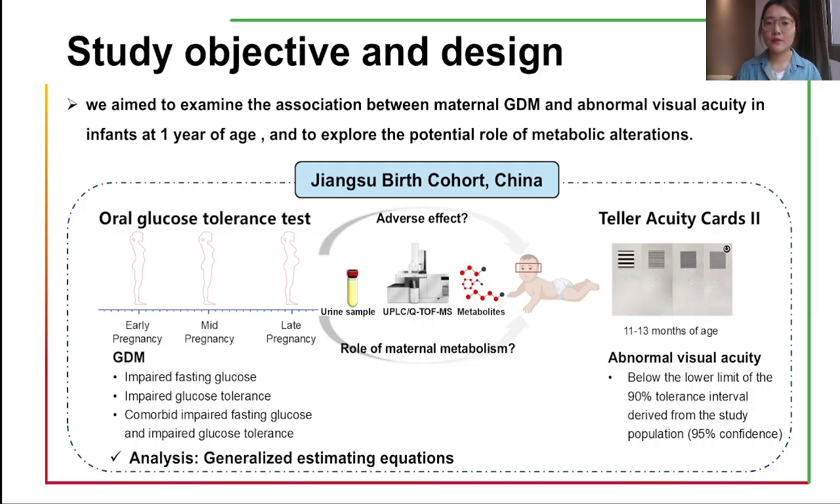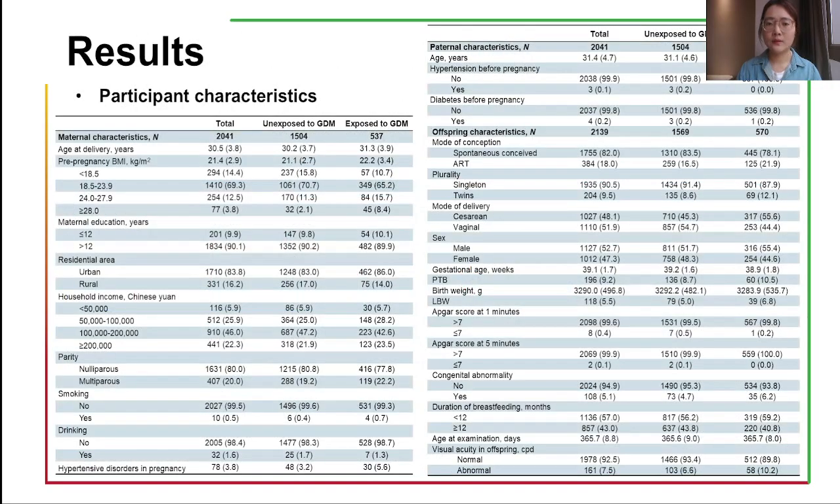We used data from the Jiangsu birth cohort in China. Maternal GDM was diagnosed according to WHO criteria and further classified into 3 types. Infant visual acuity was assessed using Teller Acuity Cards 2. We included 2,139 infants in this study, and about 26.6% were exposed to maternal GDM.